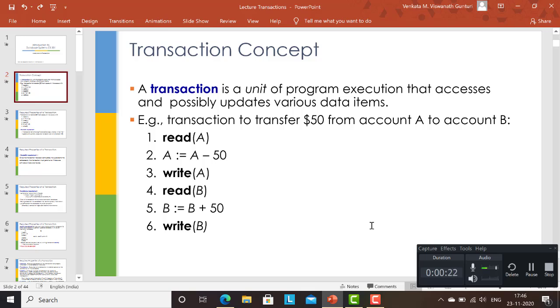A transaction is any unit of program that accesses different data items, either reads them, or reads and then writes them, and so on. So this is a transaction. Even your typical SQL queries that you have been firing on your database, select star from this table where this clause, those are also actually transactions. So each SQL query is a transaction at its lowest level in a typical implementation.